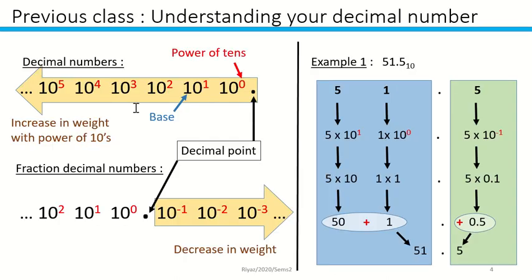In the previous class, I already discussed in detail how you understand your decimal number. This is base 10, so it's always in a power of 10: 10 to the power of 0, 10 to the power of 1, 10 to the power of 2, and so on. This is the decimal point. For the fraction numbers, 10 to the power of -1, -2, -3, and so on. This is how 51.5 is described in this situation.